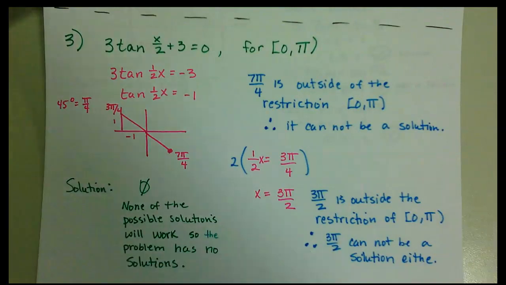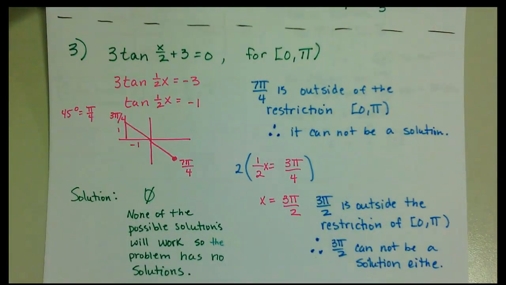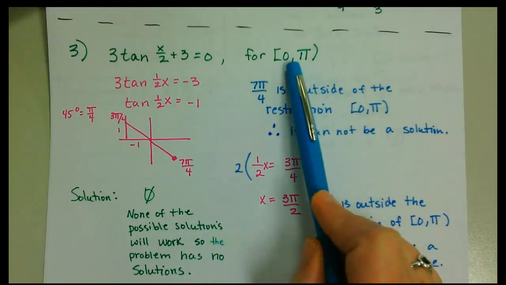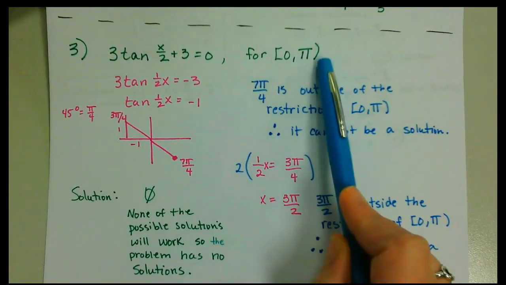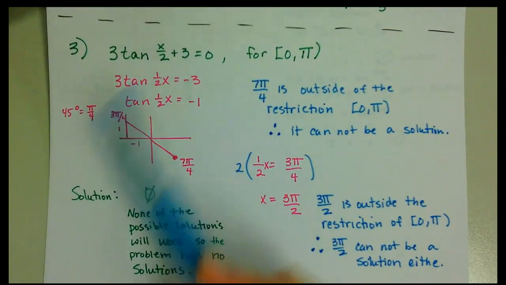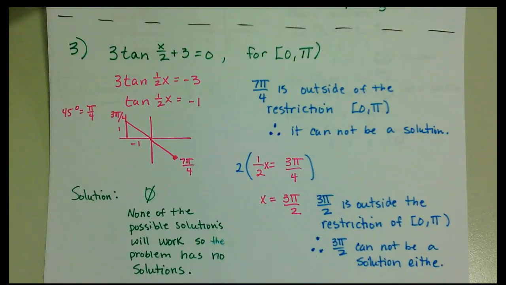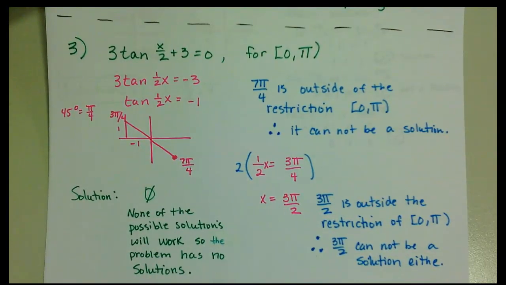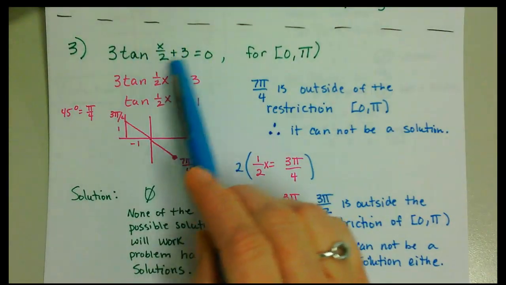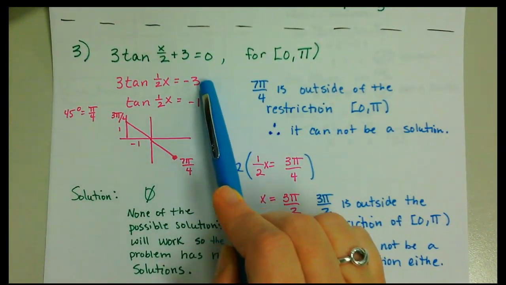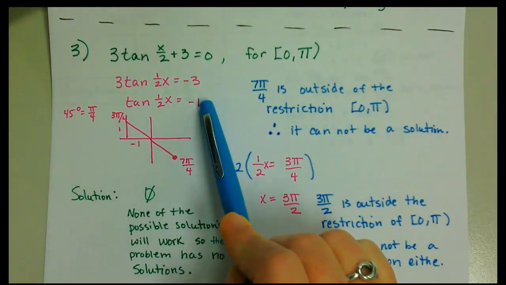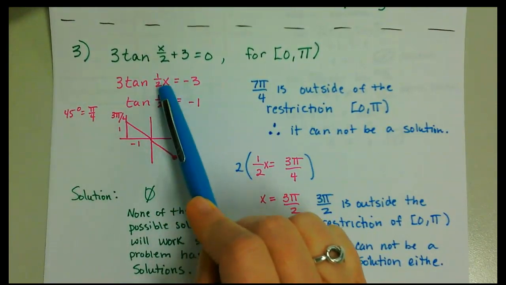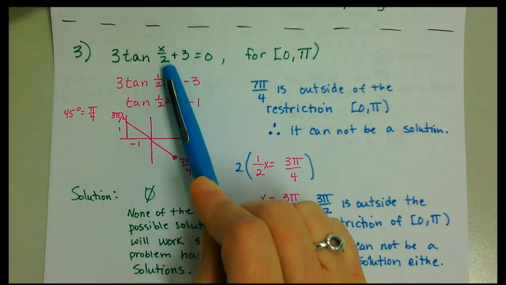Number 3 is a restricted function, but remember it's just going from 0 to pi. So here's my trig equation. There's only one trig value, so I don't have to get anything together. I need to isolate tangent. So here's what I have. I moved the 3 over, I divided both sides by 3, and I tend to rewrite this as 1/2 x as opposed to x over 2.